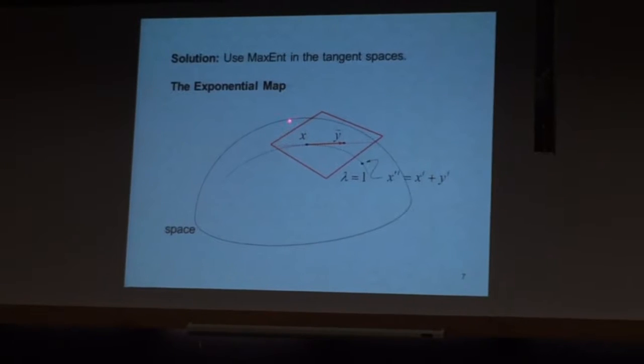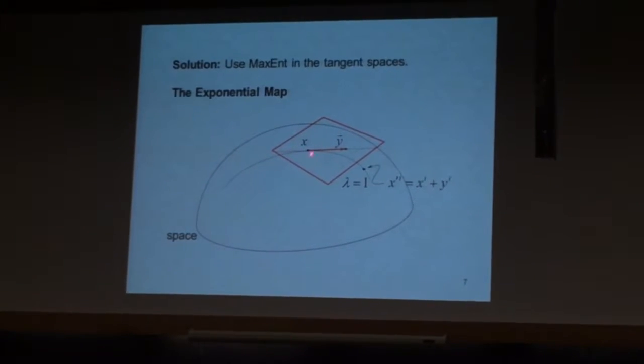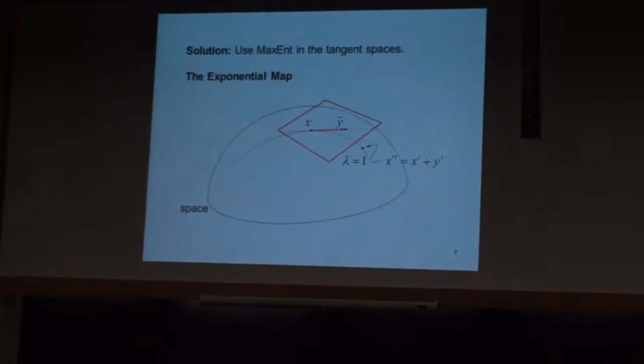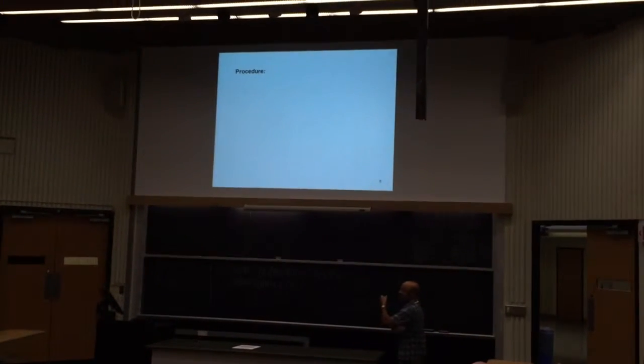The probability distribution might be Gaussian over here, nice Gaussian, MaxEnt, and all that. By the time I project it down, it can be a mess. But that's all right. I know exactly how to do the calculation. Very good. Okay, we've got a procedure.